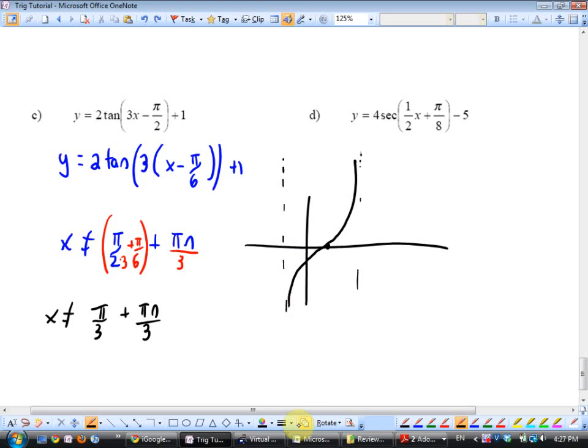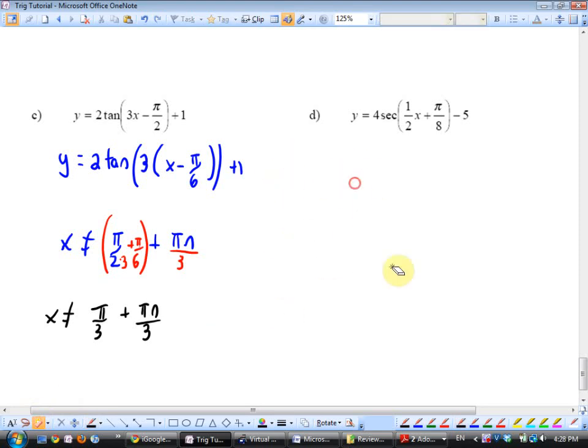Let me think for a second how I'm going to explain this. It says pi over 3. Oh. I know why. Sorry.